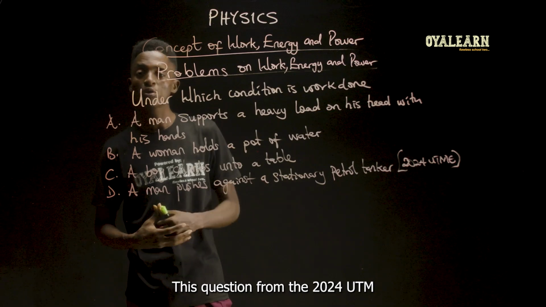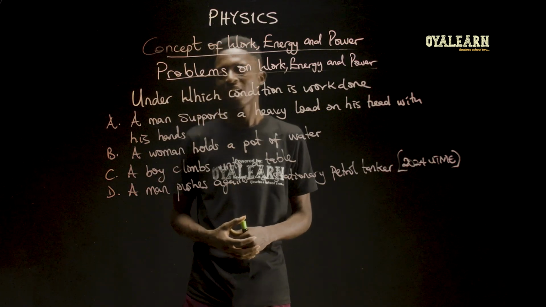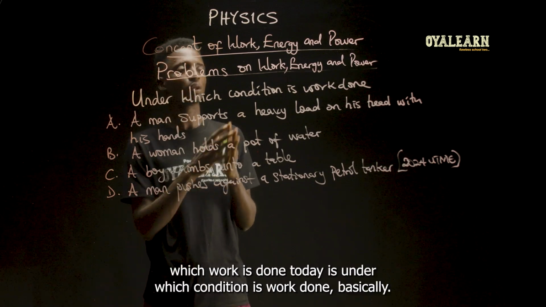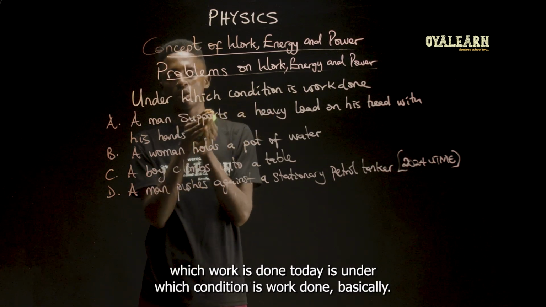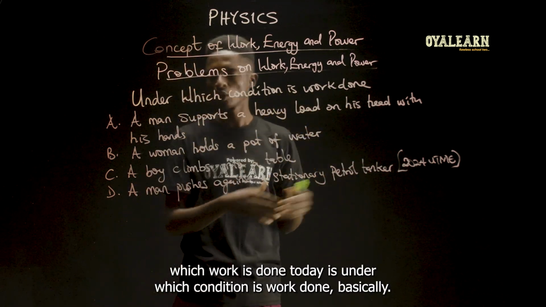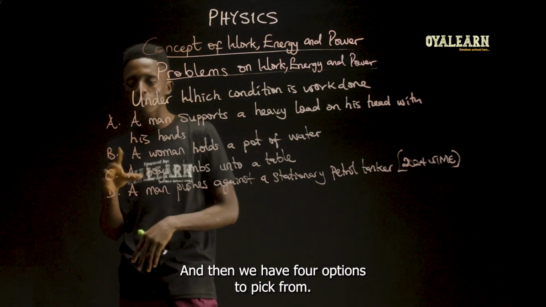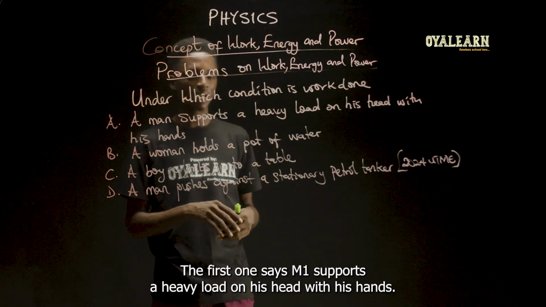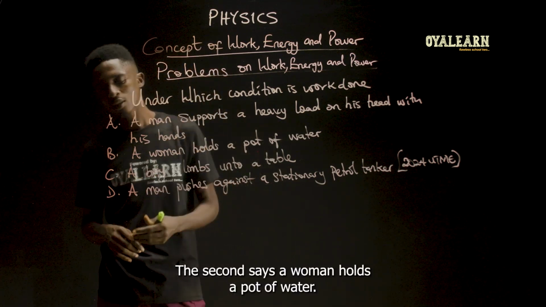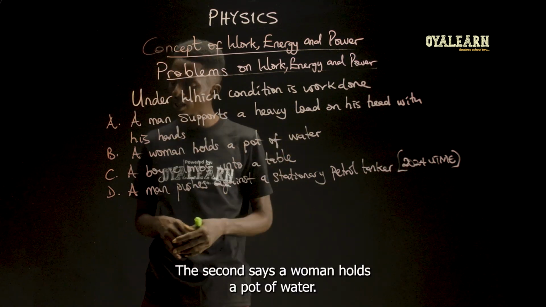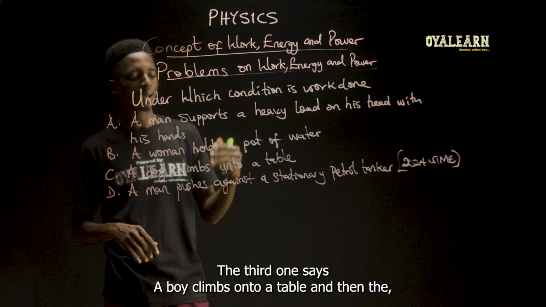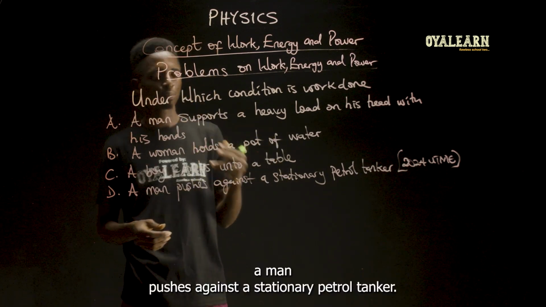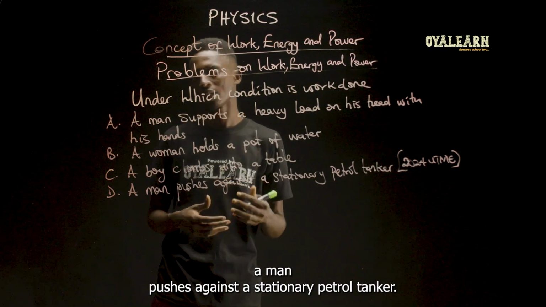This question from the 2024 UTME asks that we pick from the options the one under which work is done. So that is, under which condition is work done, basically. And then we have 4 options to pick from. The first one says a man supports a heavy load on his head with his hands. The second says a woman holds a pot of water. The third one says a boy climbs onto a table. And then D, a man pushes against a stationary petrol tanker.